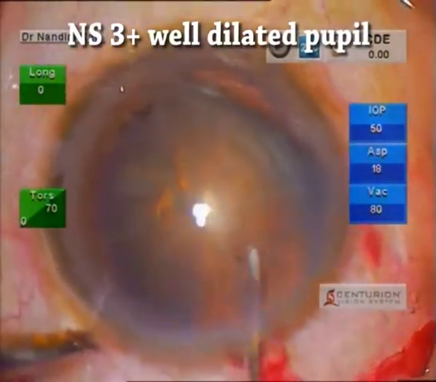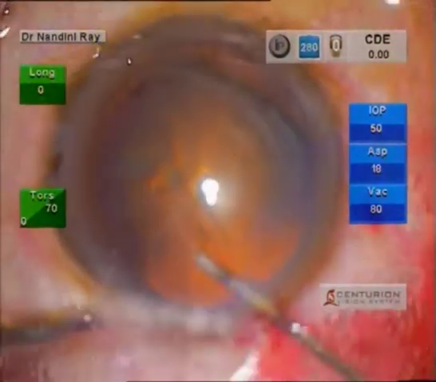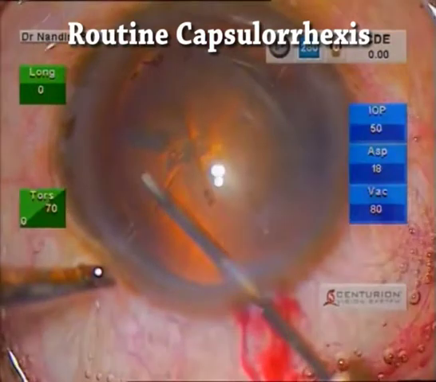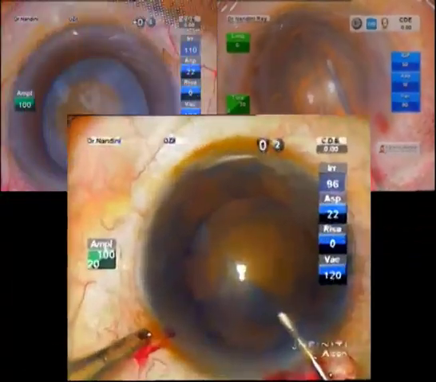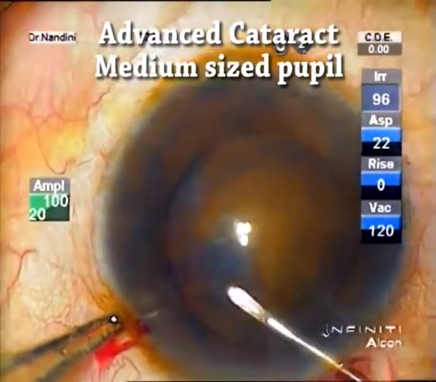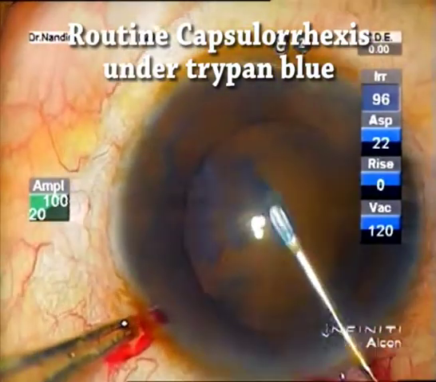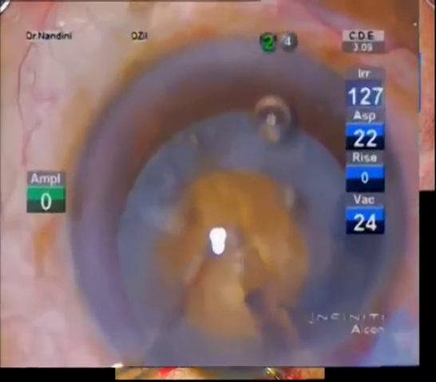normal nuclear sclerosis +3, where we certainly do not anticipate an extension of a complete capsularrhexis, or even in the case of an advanced cataract with a medium-sized pupil, with the satisfaction of having performed a normal capsularrhexis. The video will take us through 3 such cases.